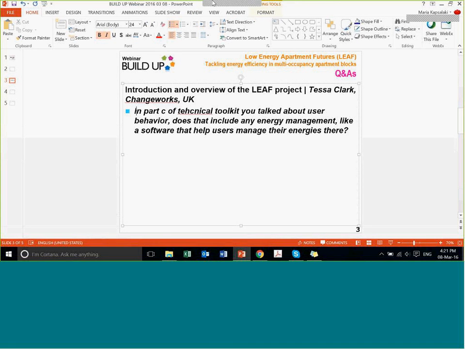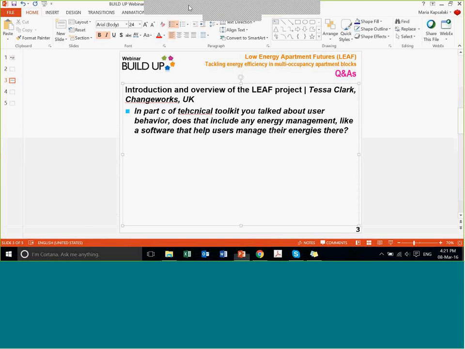Okay, so the question we have is, in Part C of the technical toolkit, you talked about user behavior. Does that include any energy management, like a software that helps users manage their energies? Okay, that's an interesting question. That's not something we looked at in great detail.